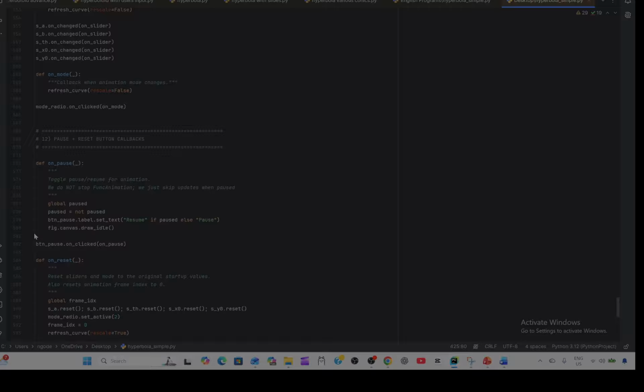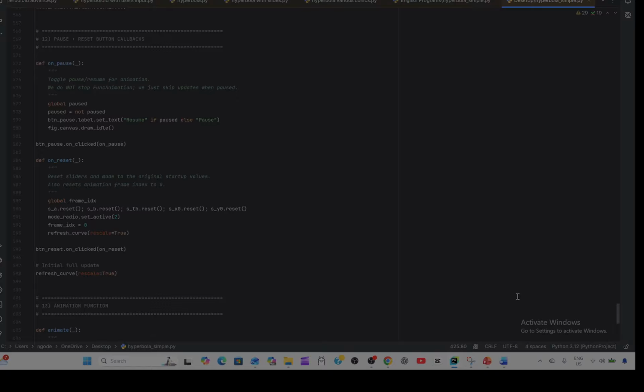Okay, so when you toggle on the pause, you receive an animate, right? So global pause is the code you need to write in, and then you set up the button pause, click on pause. On reset, it's similar. Reset, you got all the button reset here. We set reset slider and mode to the original startup value. Also reset animation frame index to 0, bring it back to the original one.